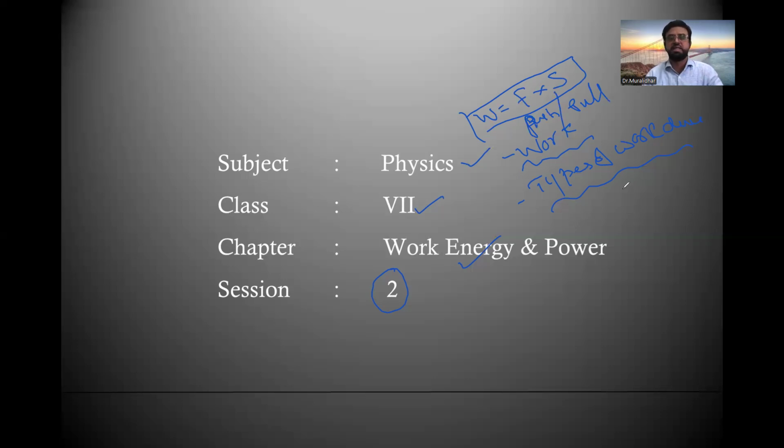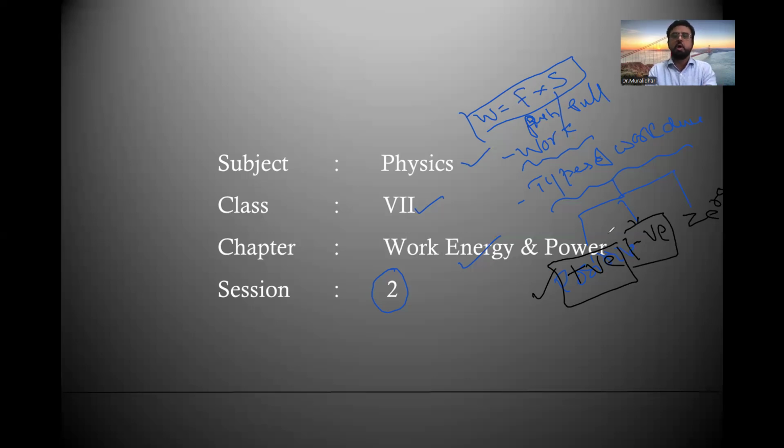But there are some conditions for work done. Work done may be positive, or negative, or zero. Zero work done is also possible. Whenever the body displaces along the direction of force, either you are pulling the door or pushing the door, or pulling any object or pushing any object, the body moves along the direction of force. Such work done is called positive work done.